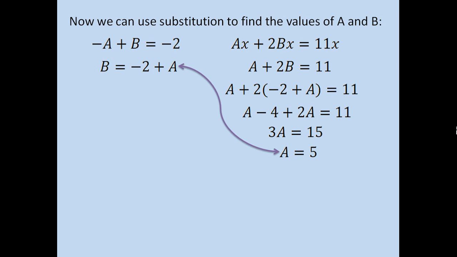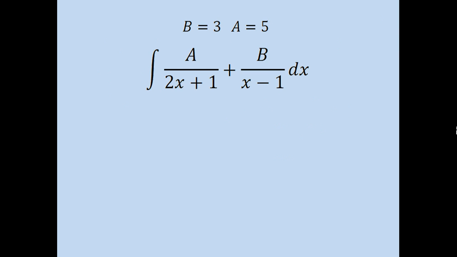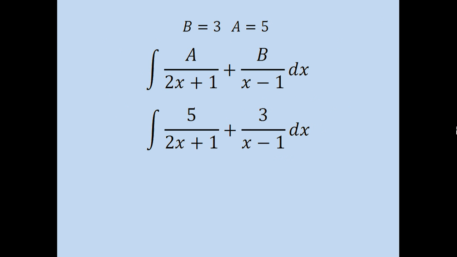And now we're going to use that in the expression for the constants, trying to find B. So B = -2 + 5, and B = 3. So now we have this information that B equals 3 and A equals 5, and we need to put it into our integral. So now we have the integral of 5 over (2x + 1) plus 3 over (x - 1) dx, and that is going to equal 5/2 ln|2x + 1| + 3 ln|x - 1| + C.